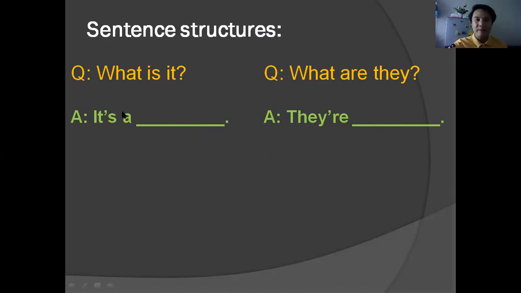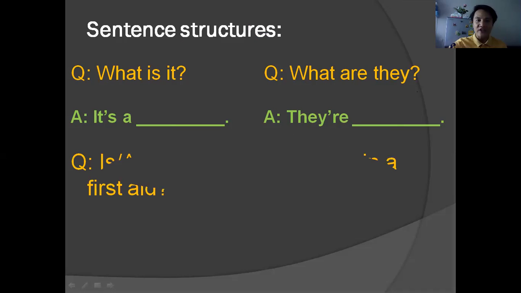Now repeat. If the question is, what is it? The answer is, it's a blank. It's a plaster. It's a bandage. It's an antiseptic. It's an antiseptic cream. What are they? They are cotton pads. They are cotton balls. They are scissors. That's our first structure.